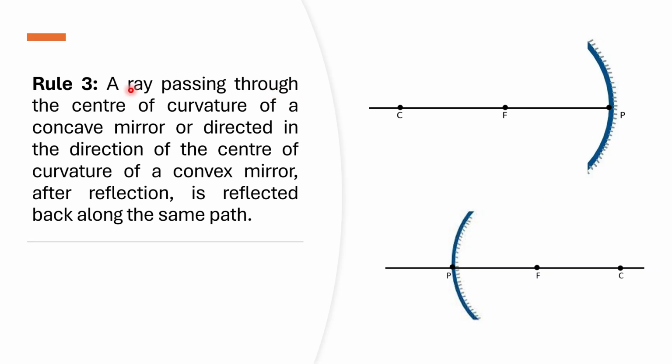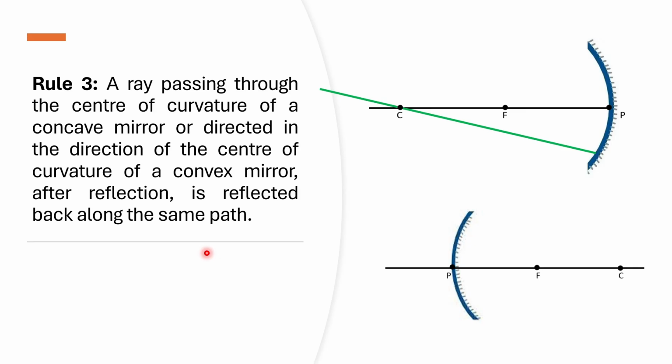A ray passing through the center of curvature of a concave mirror, or directed in the direction of the center of curvature of a convex mirror. So this is convex, this is concave. If it is passing through the center of curvature, what happens? After reflection, it is reflected back along the same path. Wow, that is quite interesting.